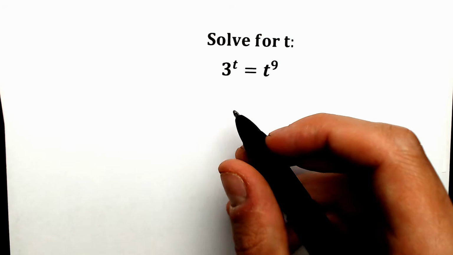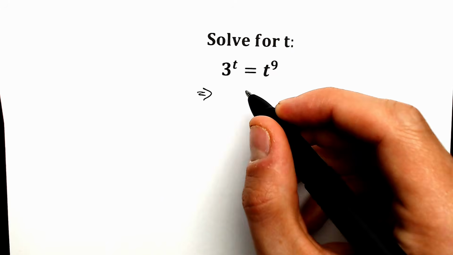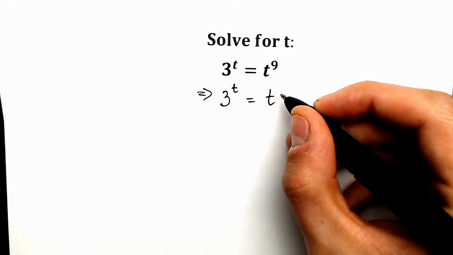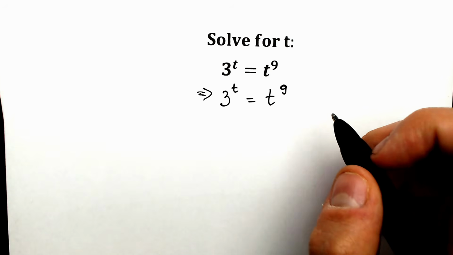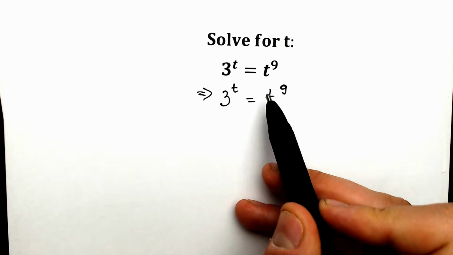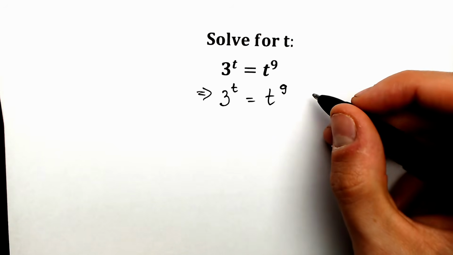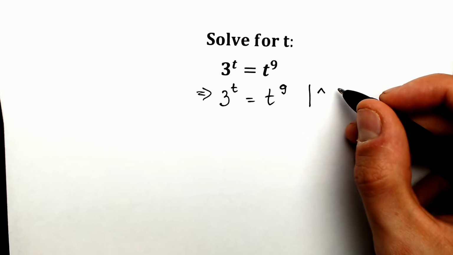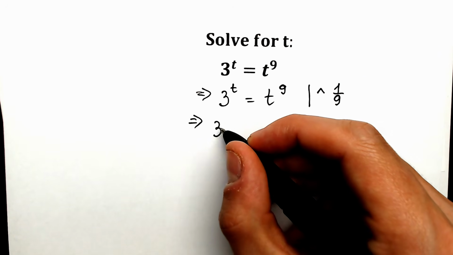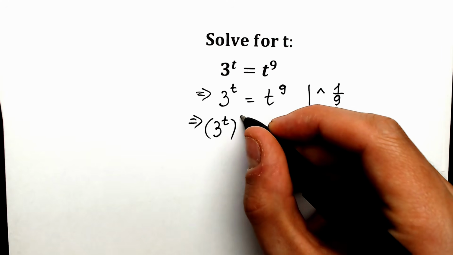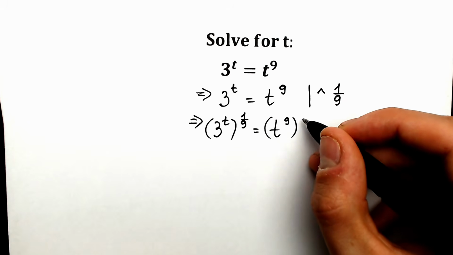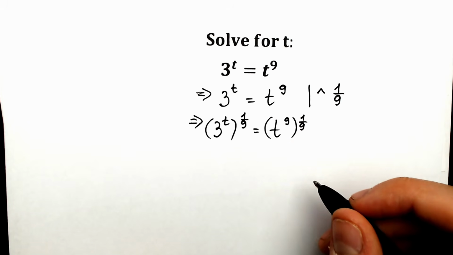So let's start. First of all, I want to rewrite this equation. So 3 to the power t equals t to the power 9. The first step right here, I just want to split. I want to write our variables on the left side and our constant on the right side. So how can we do this? I want to raise both sides to the power 1 over 9. This is our first step. So let's do it. 3 to the power t, raised to the power 1 over 9, equals t to the power 9 raised to the power 1 over 9.